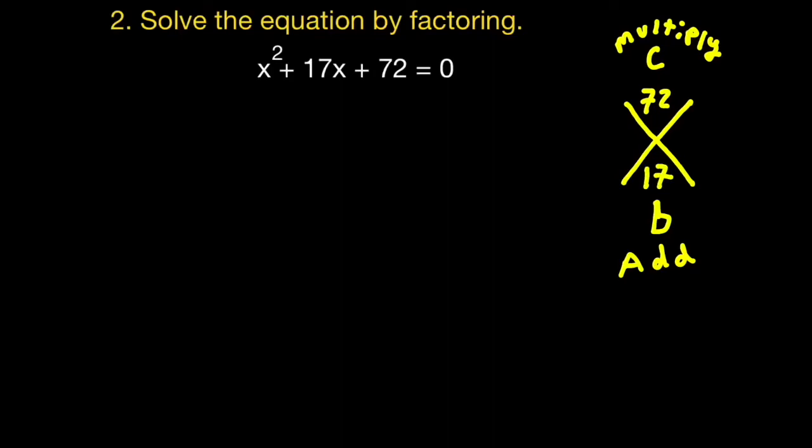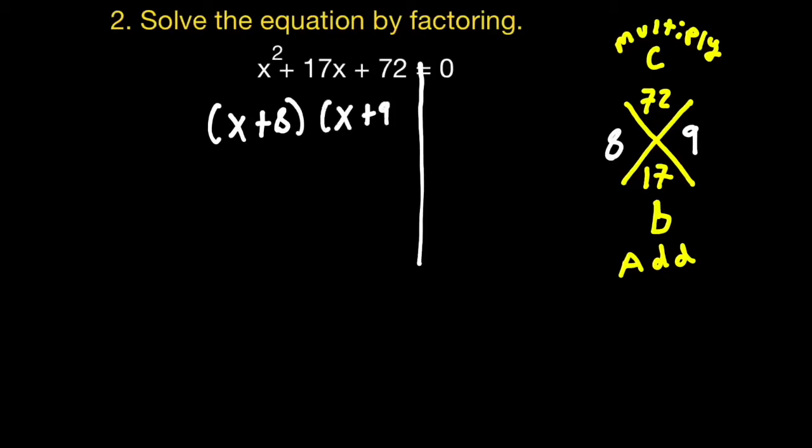And after some trial and error, we'll be able to deduce that the two numbers are 8 and 9. 8 times 9 is 72. But if we add them, 8 plus 9 is 17. I can factor the left-hand side of this equation as x plus 8 multiplied by x plus 9, and that's equal to 0.